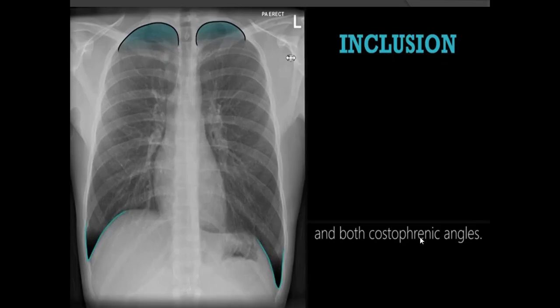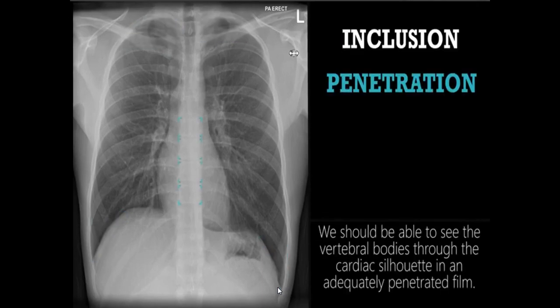So you have to include the apices. Always you have to include the apices, as well as cover the costophrenic angles in your X-rays, so as to not miss any pathology. Then comes another factor, that is the penetration.